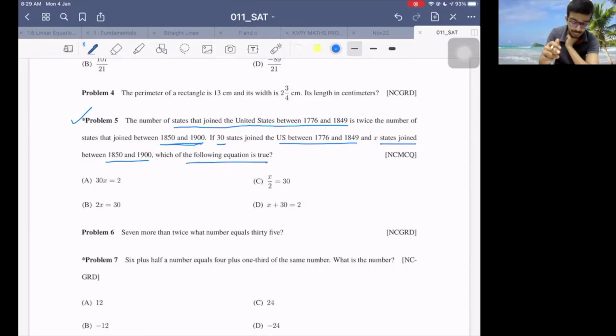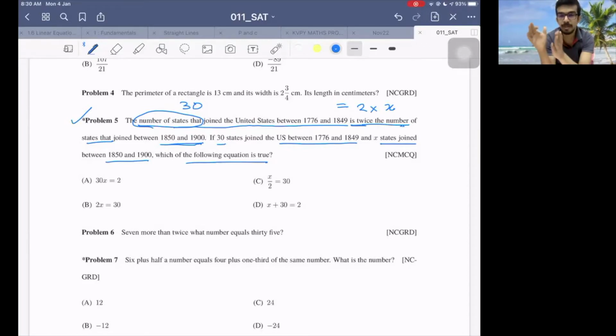Now look at the first statement again. The number of states that joined, so 30, is, meaning equals, twice the number of states. This number is given to be x. So it is 2 times x. As simple as that. Read the first statement, read the second statement. First statement says that some number is equal to 2 times some other number. In the second statement, the first number is given to be 30. The second number is given to be x. So we have 30 is equal to 2 times x. That's all.